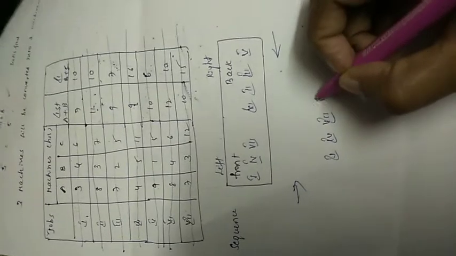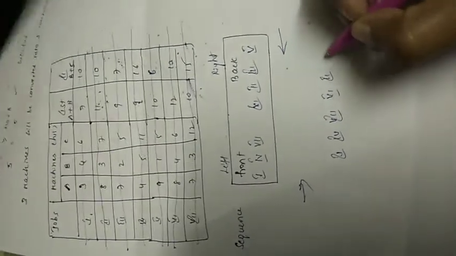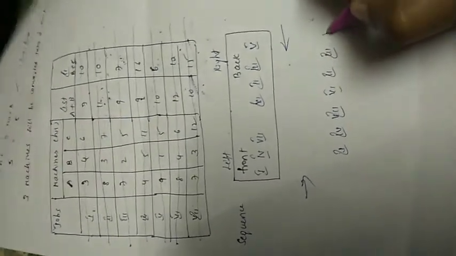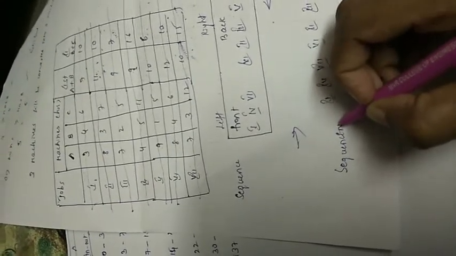Our sequence is 1, 4, 7, 6, 2, 3 and 5. This is our sequence. By taking this sequencing we are going to solve the problem.